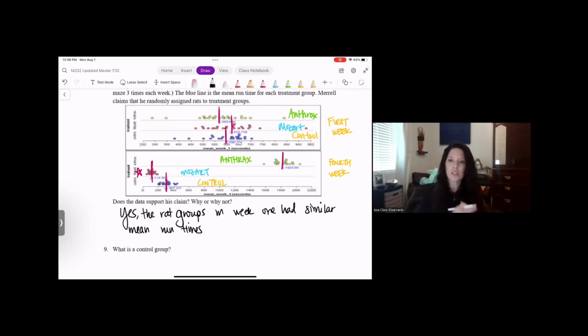The control group is the group that receives no treatment. They didn't receive any type of music.